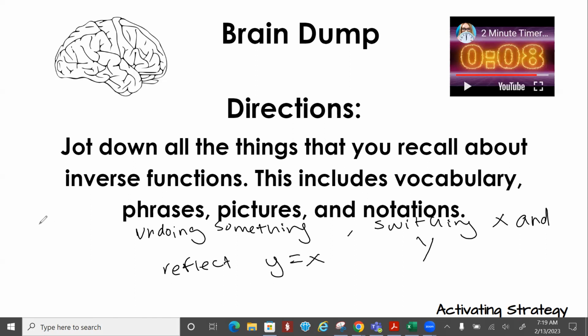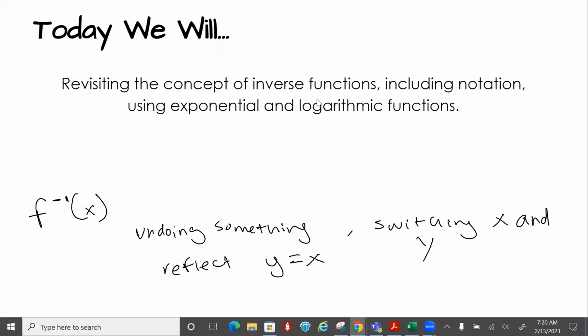Another thing for inverse functions is this notation. We have the inverse function of f. It's that f to the negative first power, right? So again, this is just kind of to jog your memory. So we're going to revisit the concept of inverse functions, including notation using exponential and logarithmic functions.